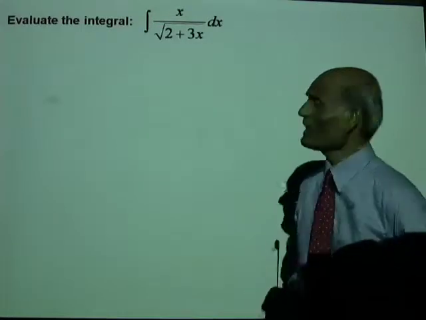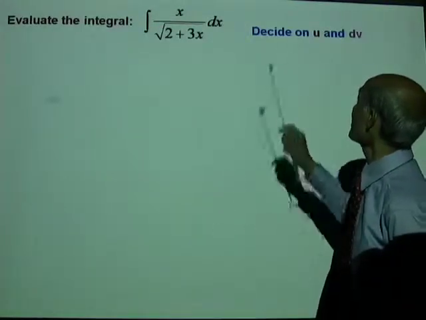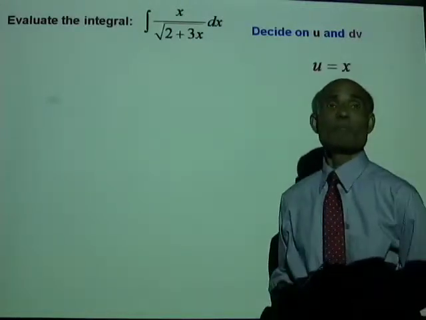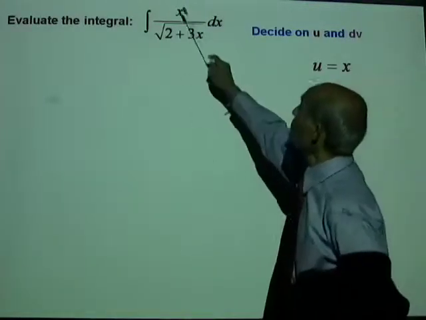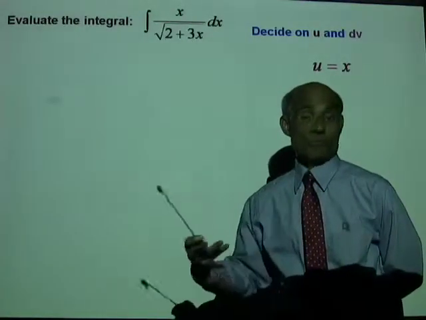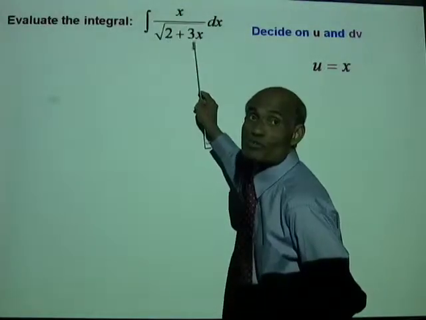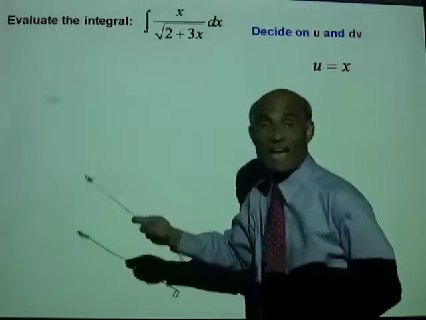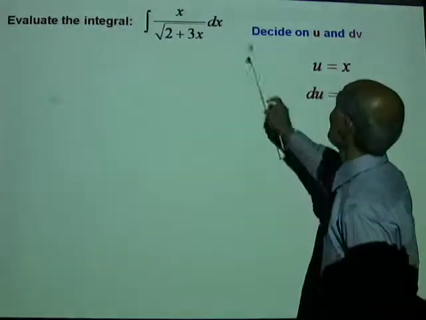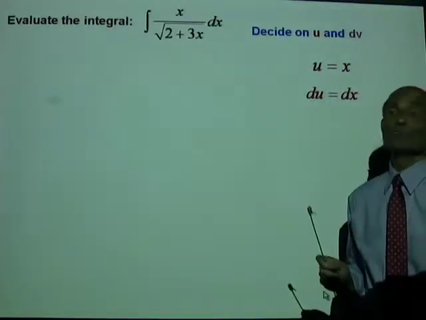Now, how about this? What's the method of doing that? Decide on your u and dv. Well, your u equal to x. Why? Because 1 over square root 2 plus 3x dx can be integrated. That's right. So your u equal to x, du therefore equal to dx.